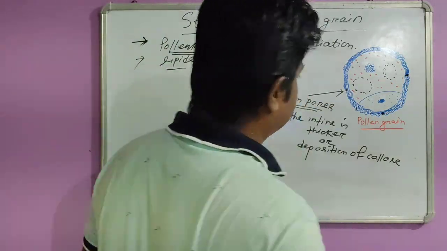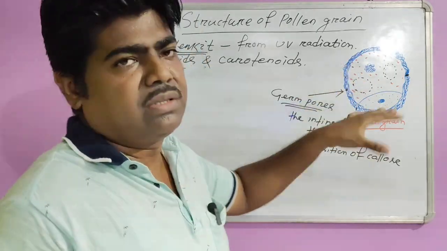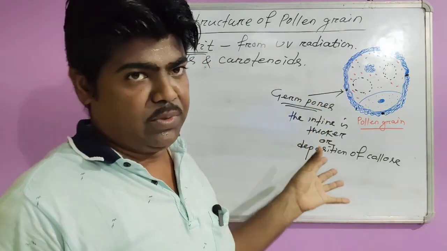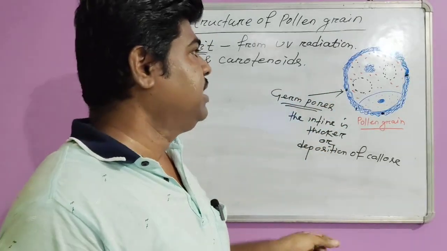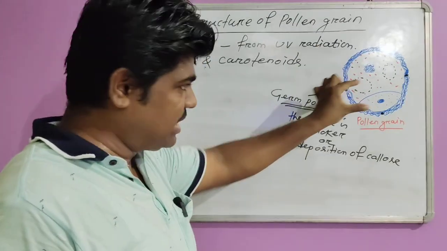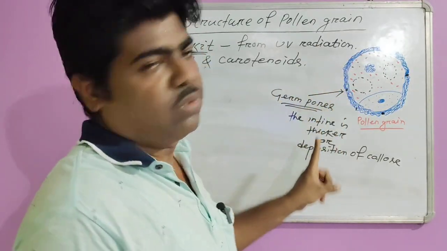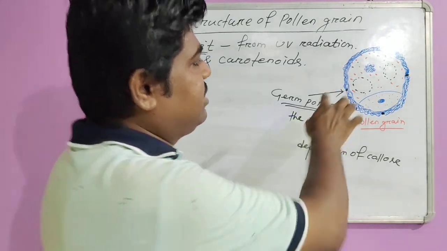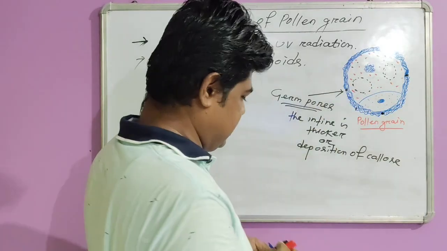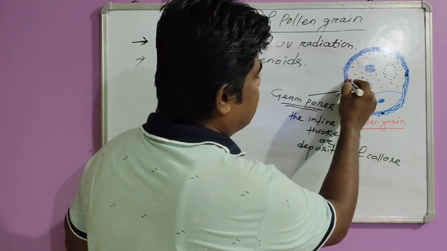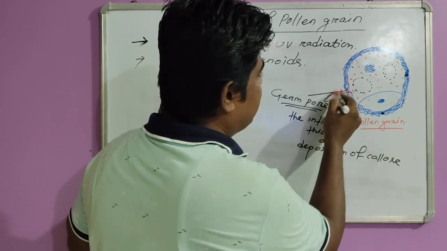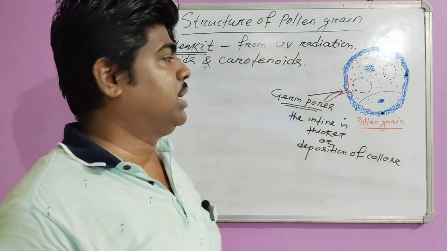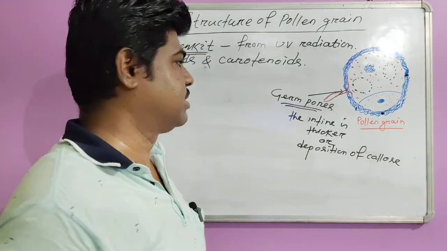So what is the function of these germ pores? We know that when a pollen grain falls on the stigmatic surface, if it is a compatible pollen grain, then the pollen grain starts to germinate. Then the intine protrudes out in the form of a pollen tube through the germ pores. So this is the site through which the intine comes out. The germ pores help in the process of pollen germination at the time of sexual reproduction.